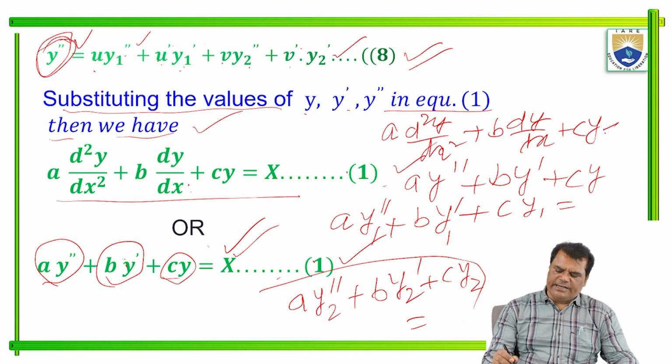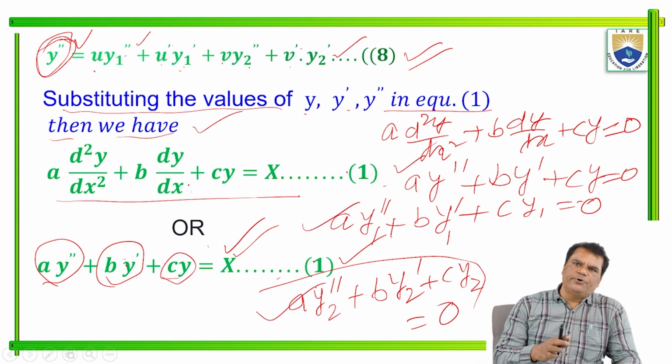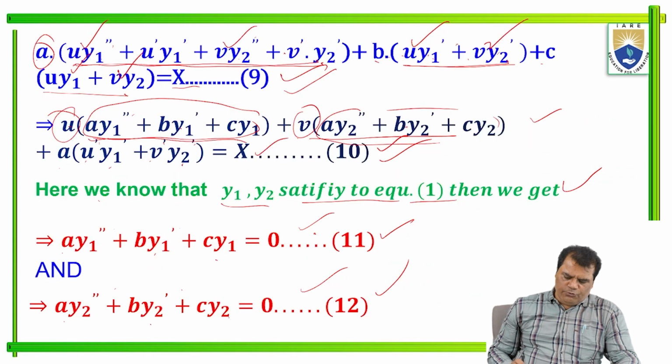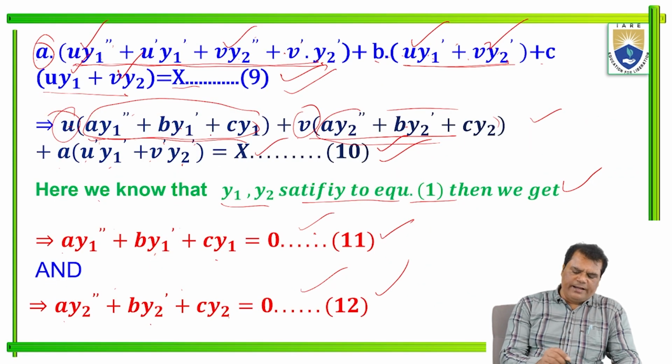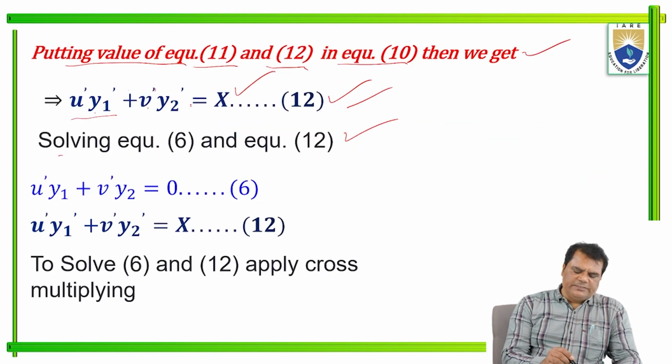So here this is not x, this is 0. And this double dash is also 0. And putting y1 dash, this result is 0. This result is also 0. So this equation and this equation are equal to 0. This value we put in our equation number 10. This result is 0. So after putting 0, we get this equation: u dash y1 dash plus v dash y2 dash equal to x.